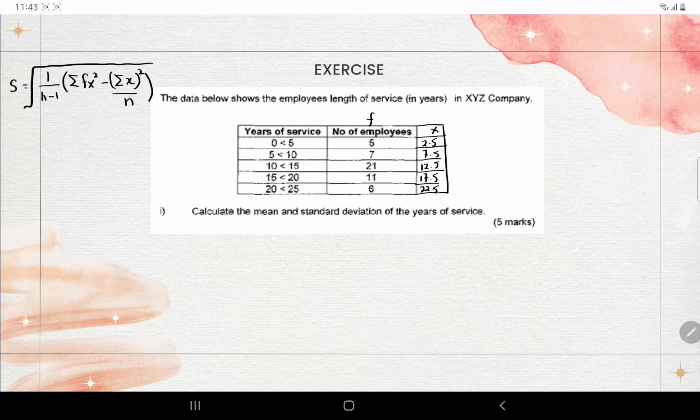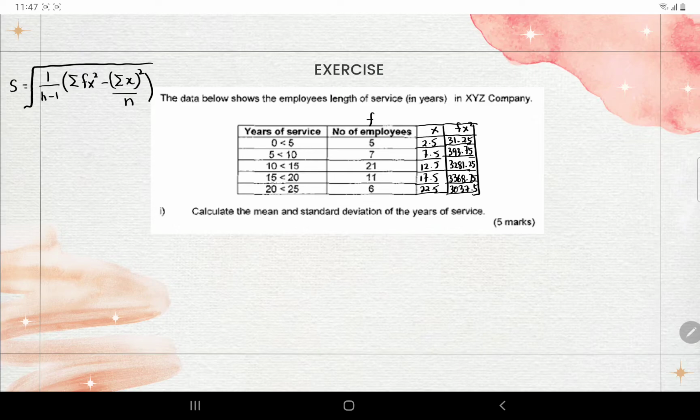I have filled up this column, and then we add another column to find fx square. To find fx square, you need to square the value of x in the third column, each of these values, and then multiply with the values in the second column. So I have filled up our fourth column.